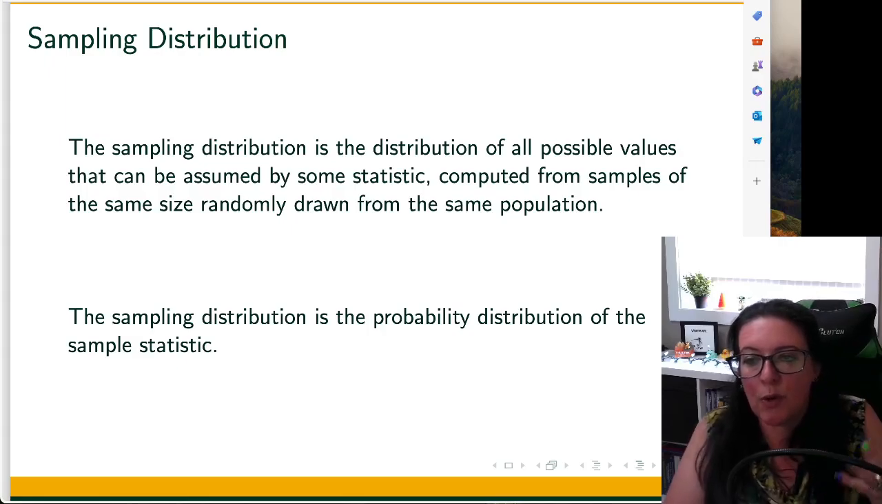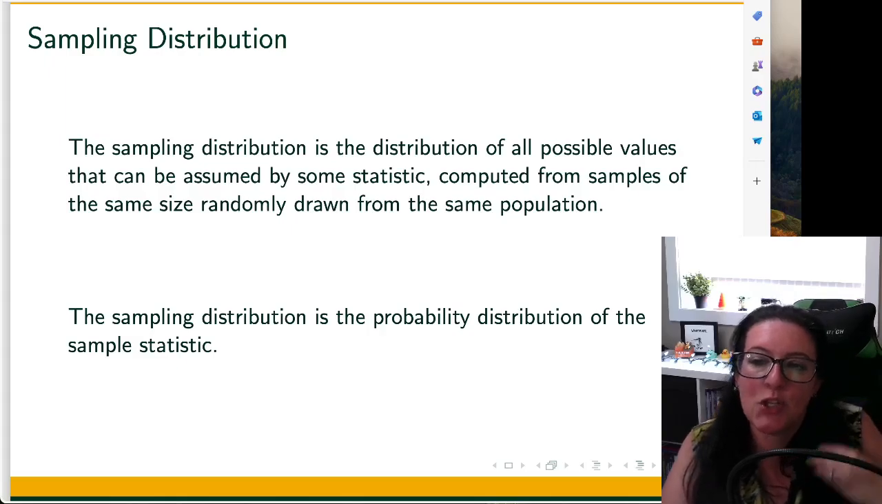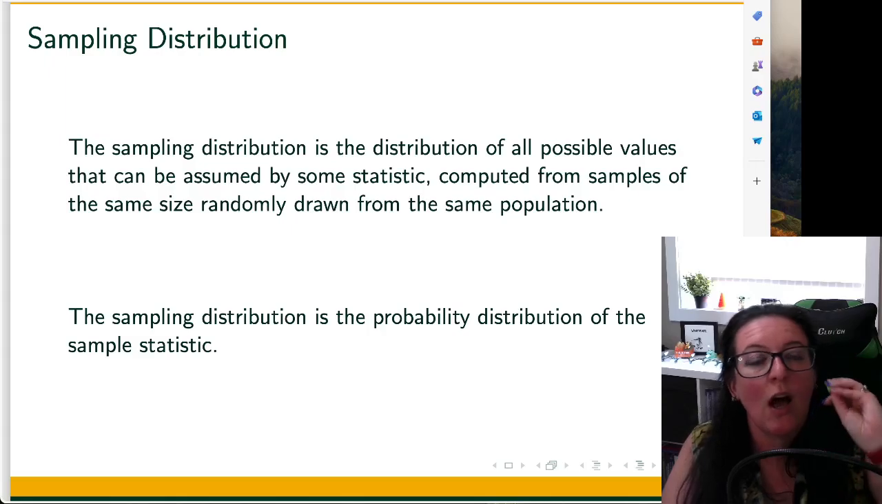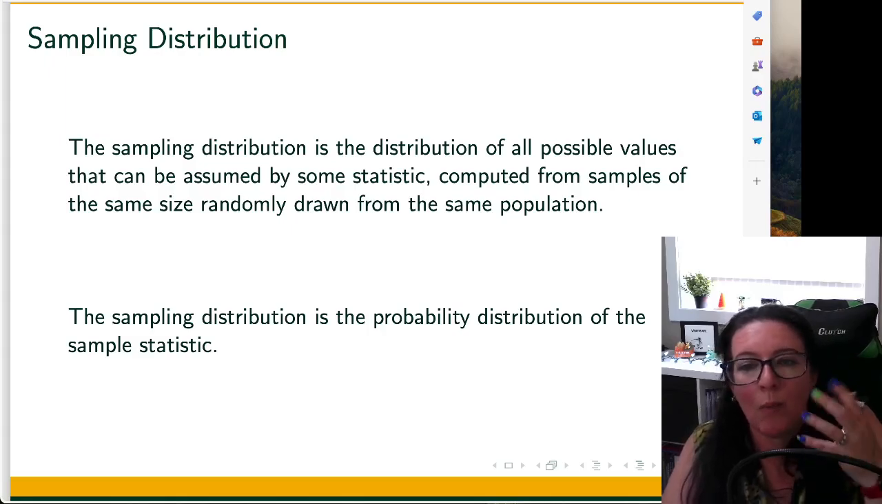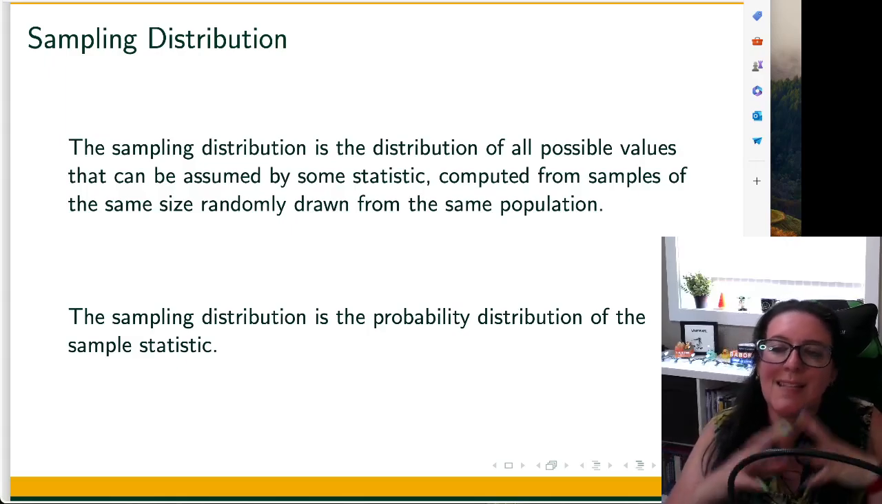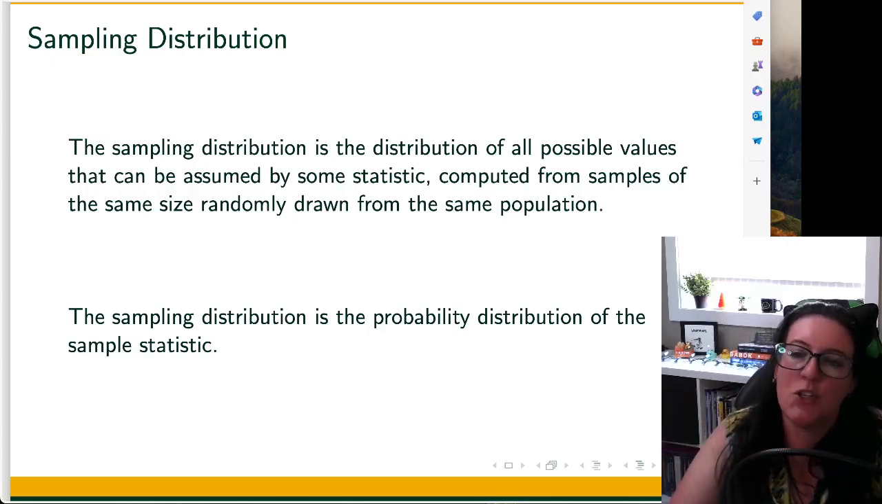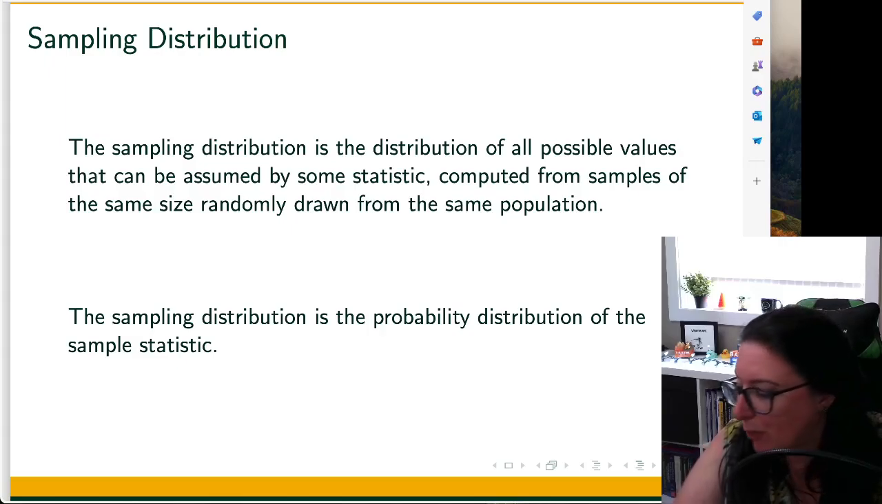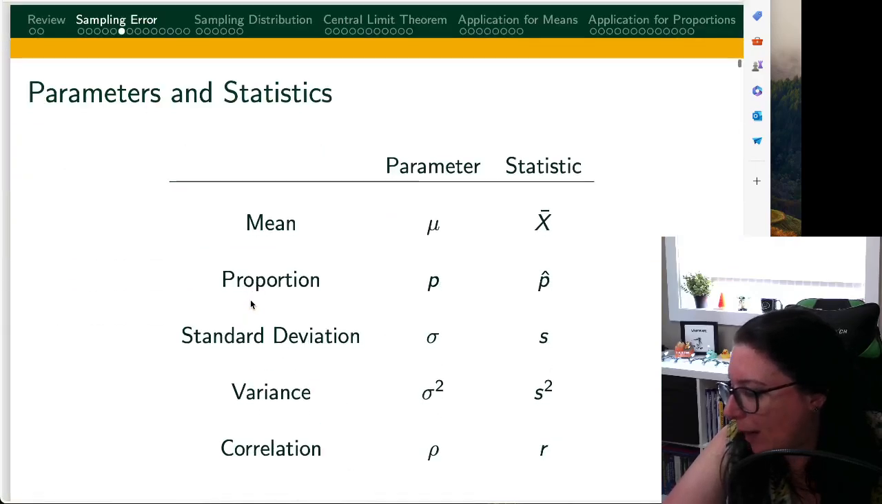So if we're trying to understand what is the average age of people in Alberta, we take a sample of people in Alberta, we calculate the sample statistic, so that's the average age of the people in our sample. And we recognize that if we took a different sample with different people in it, we would get a different average age. All trying to better understand what is the actual average age of the population. So what is the population parameter, the age of people in Alberta?